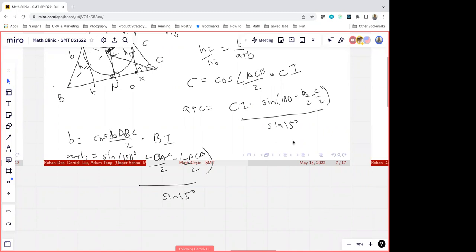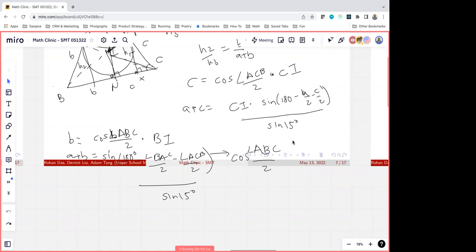And what we notice from the sine of 180 degrees minus angle BAC over 2 minus angle ACB over 2 is that if we use trigonometric manipulations, this becomes the cosine of angle ABC over 2. And we know this because sine of 180 minus angle BAC over 2 minus angle ACB over 2 is equal to the sine of angle BAC over 2 plus angle ACB over 2. And that's equal to the sine of 90 minus angle ABC over 2, which is just cosine of ABC over 2.